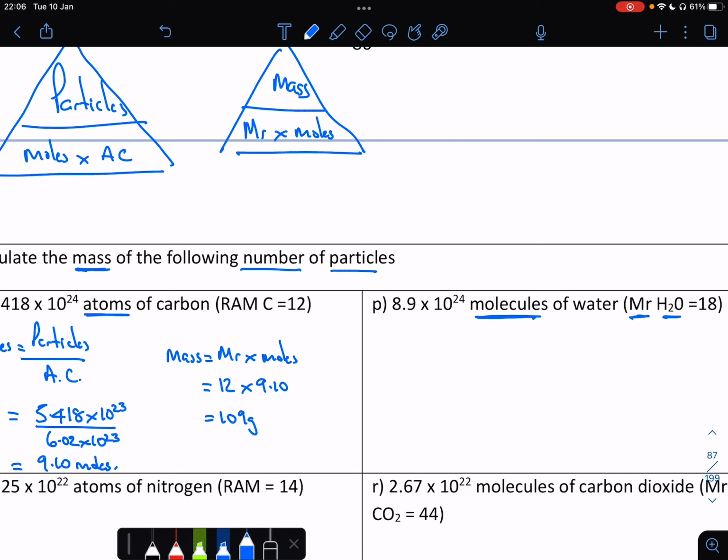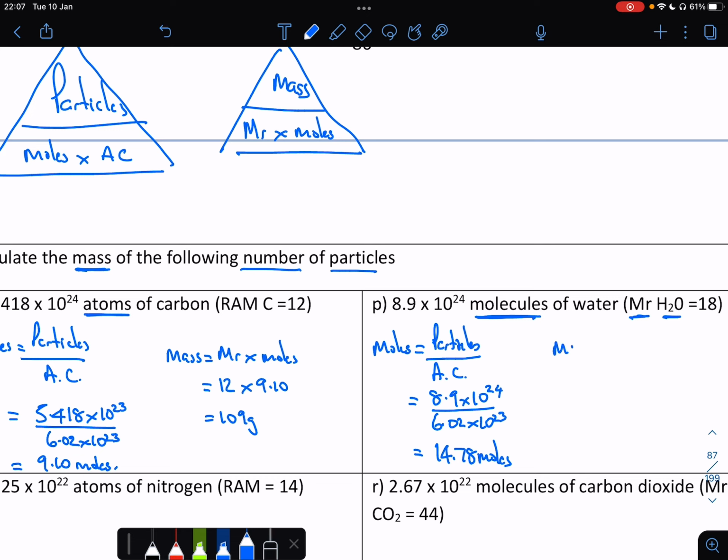Okay, so same steps. We want to first of all work out the number of moles. So the moles is particles divided by Avogadro's constant. The particles are 8.9 times 10 to the power of 24 divided by 6.02 times 10 to the power of 23. You're going to put those into your calculator and it's going to come back with the answer of 14.78 moles. Not finished, as we know.